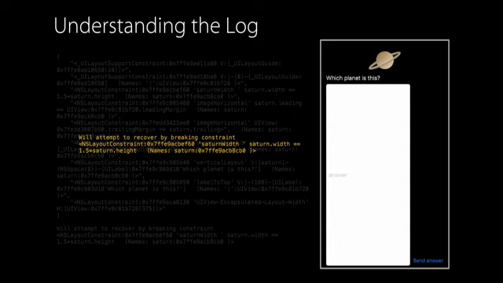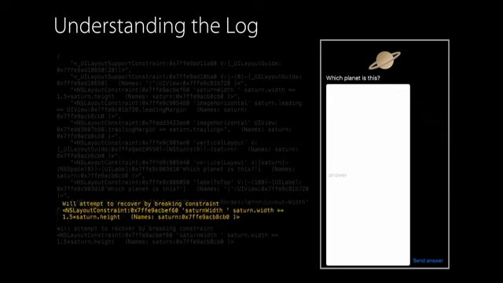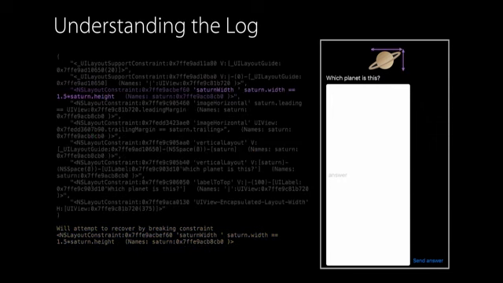So you start with checking translates auto resizing mask into constraints on that view. As you saw with Jesse's example, that'll also show up elsewhere in the log, but it's usually a good thing to just make sure you've done that first. In this case, we have an aspect ratio constraint on Saturn that was broken. So let's highlight that higher up in the log. It'll also show up in the log itself.